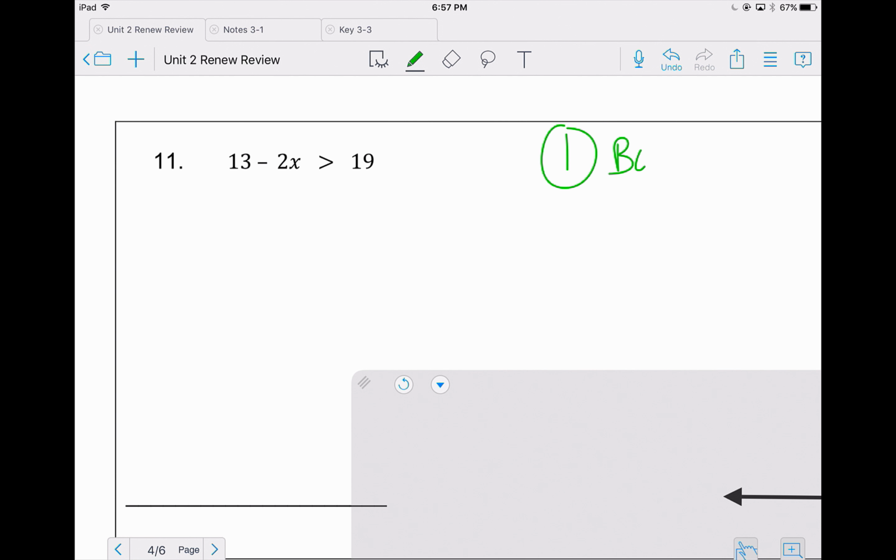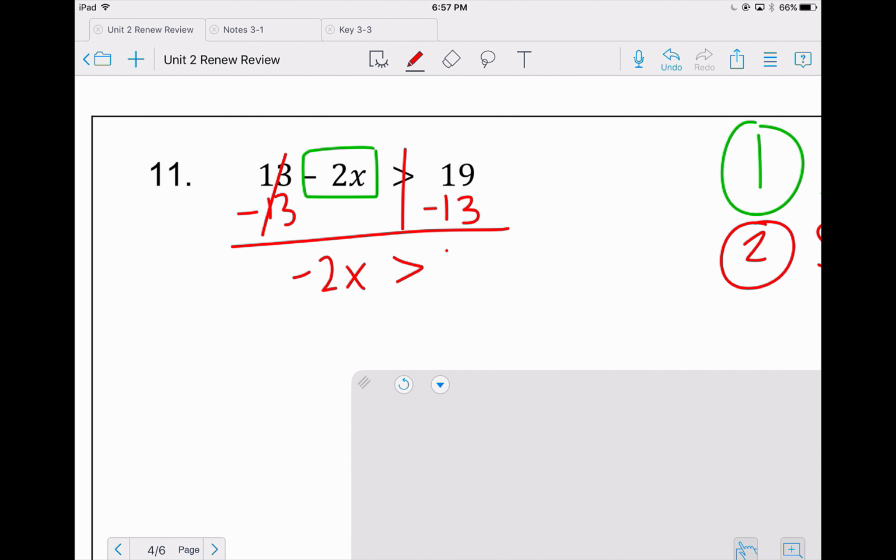Step 1, box your term or your variable. So I put my box. Remember, the sign in front of the number goes with the number, so the minus in front of the 2 makes it a -2. Step 2 is going to be to move what's outside the box, which would be the 13. We move it by doing the opposite. So I'm going to subtract 13 from both sides. I'm left with -2x is greater than 6.